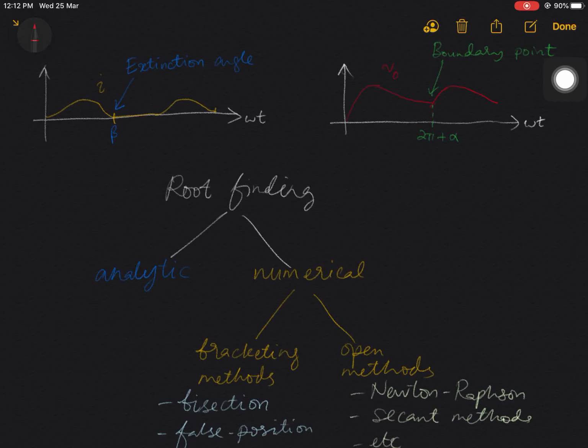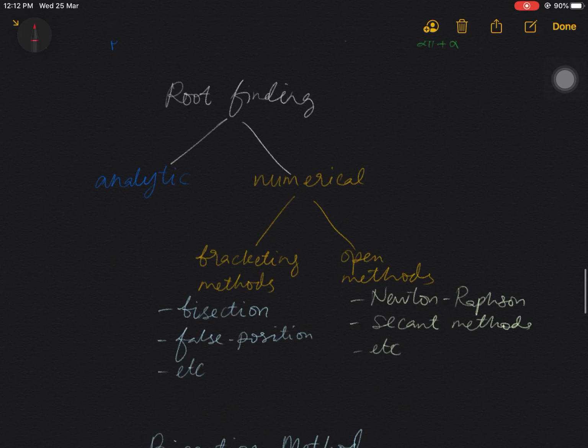All right, we have seen the fundamental problem in AC to DC converter that we always encounter, namely the extinction angle and boundary points problem. As I mentioned earlier, there are two major methods in numerical analysis for root finding, called the bracketing methods and the open methods. In this video, I would like to focus on two methods, namely first the bisection method and secondly the Newton-Raphson method.